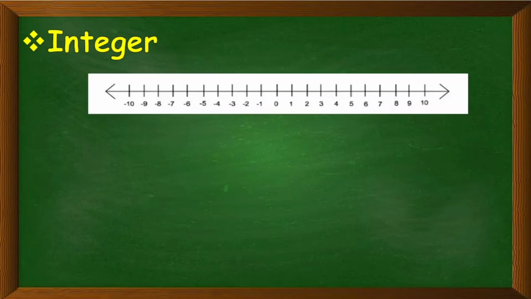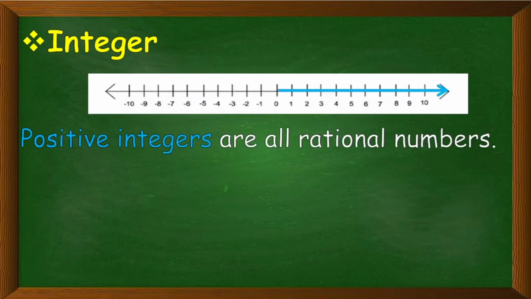So, in our number line, from 0 going to the right, we have positive integers. And positive integers are all rational numbers. Example, we have 7, and we all know that 7 can be represented as 7 over 1. Next is 4. It can be expressed as 4 over 1. And 2 can be expressed as 2 over 1.